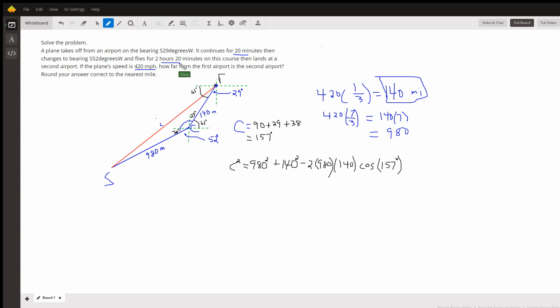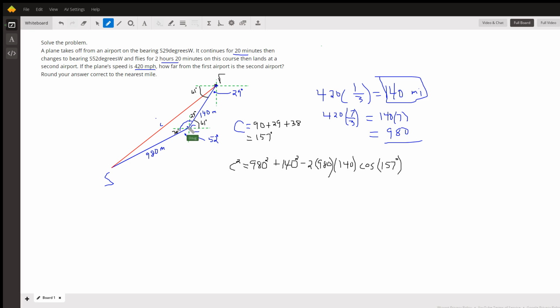And then 2 hours and 20 minutes is 2 1/3 hours, or 7/3 of an hour, or 980 miles. The difficult part of this problem is figuring out what this included angle is between these two sides so that we can use the law of cosines. And that's why these little dashed lines help there too.